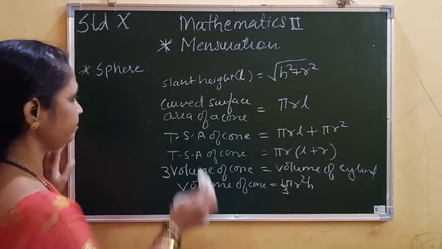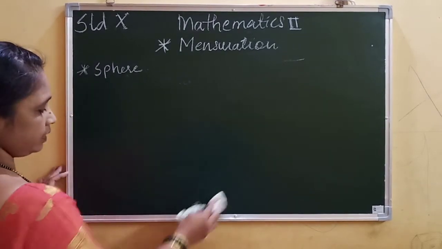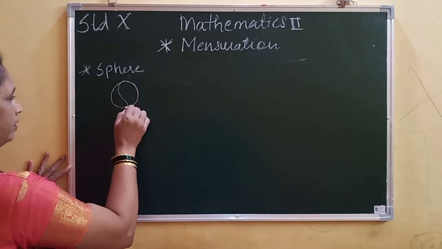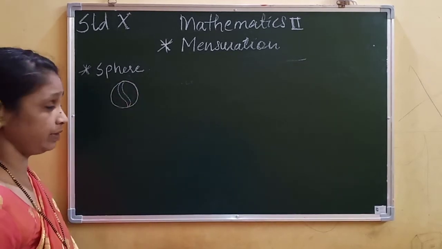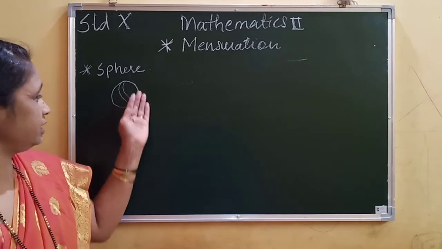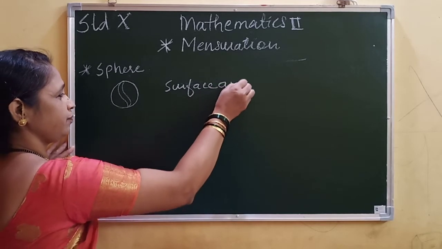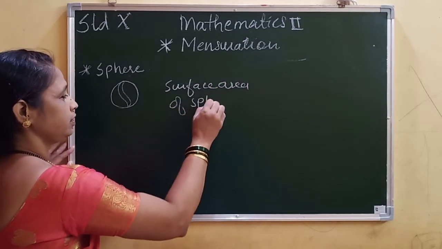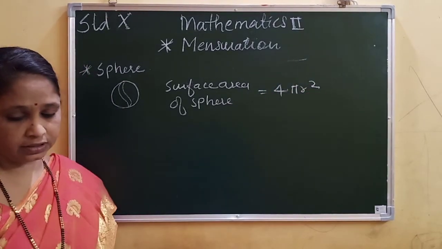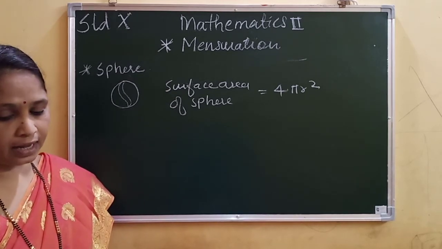Now in sphere, sphere is in spherical shape, means it is a ball like this, it is called a sphere. So it will not have the curved surface area. Okay, so its surface area will be what? Surface area of a sphere is 4 pi r square. Okay, it is in circular manner, so surface area of a sphere is 4 pi r square.